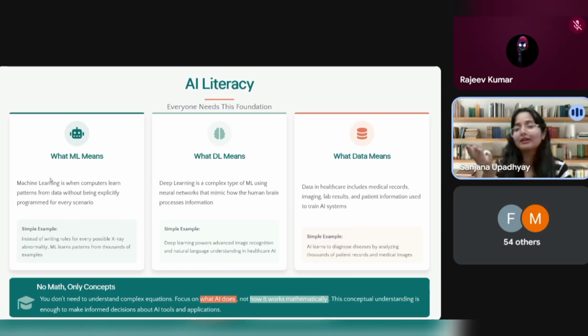And what is data? From the start itself, I'm saying data, data, data. What is this data? Data is nothing but any sort of documentation, any sort of images which are provided to the models so that they can make predictable decisions. So these are the three things which are very important. And in AI literacy, this is, let's say, the ABCD of AI literacy. So no maths, only concepts.